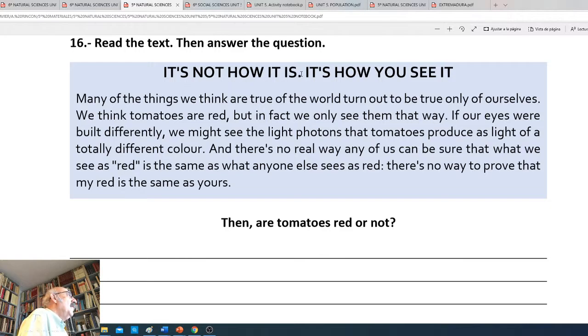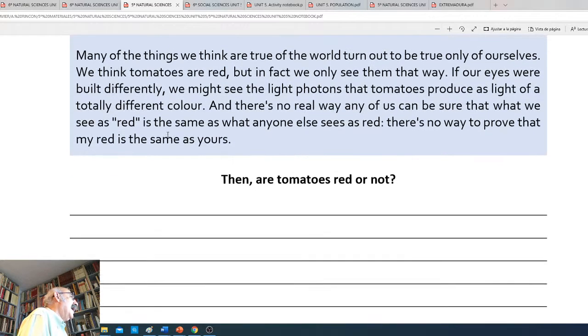So it's not how it is, it's how you see it. Many of the things we think are true of the world turn out to be true only of ourselves. We think tomatoes are red, but in fact we only see them that way. If our eyes were built differently, we might see the light photons that tomatoes produce as light of a totally different color. And there is no real way any of us can be sure that what we see as red is the same as what anyone else sees as red. There is no way to prove that my red is the same as yours.